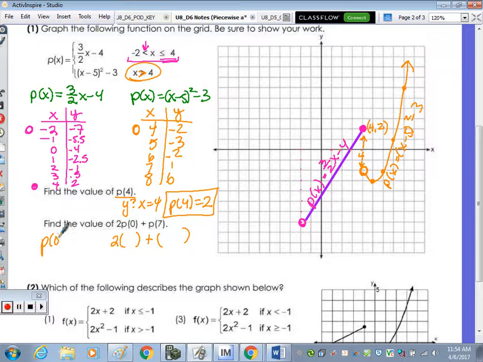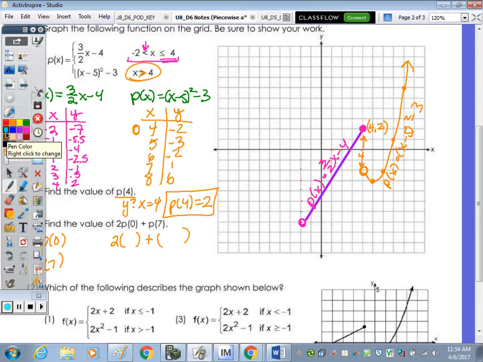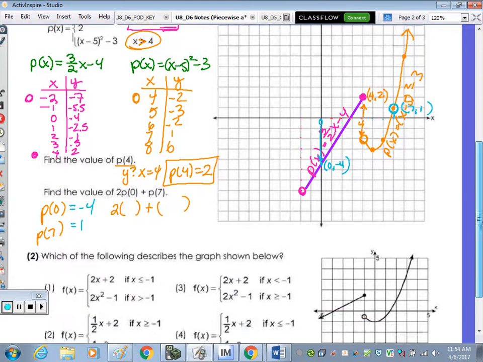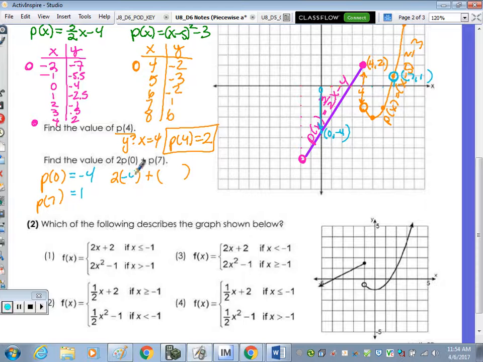Now we're going to do 2 times p of 0 plus p of 7. So we have to find p of 0 first and p of 7. So p of 0, when x is 0, that's right here. We look down, we've got the point 0, -4. So p of 0 is -4. And then p of 7. So 4, 5, 6, 7. We look up and we have this point right here, which is 7, 1. So p of 7 is 1. So substituting those values in, we have 2 times negative 4, which gives us negative 8, plus 1, which is negative 7.